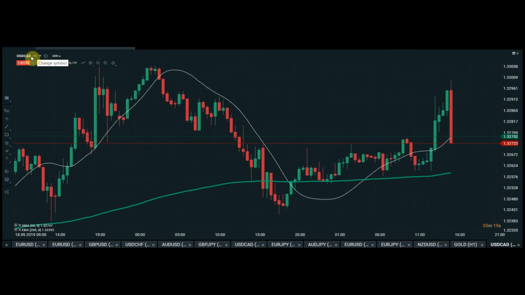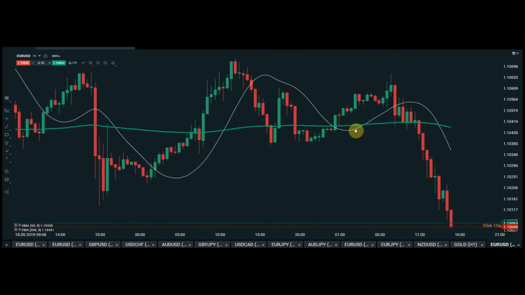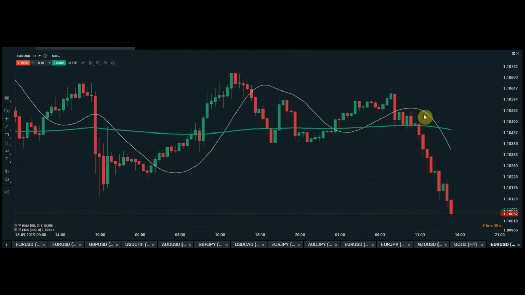I'm going to put this onto euro dollar, because that's really the first port of call with this. There we go. So there's euro dollar. As you can see, it crossed here and bang, we've got some really strong movement.